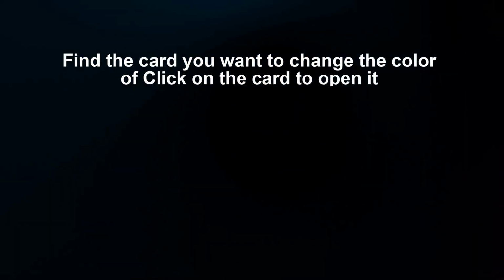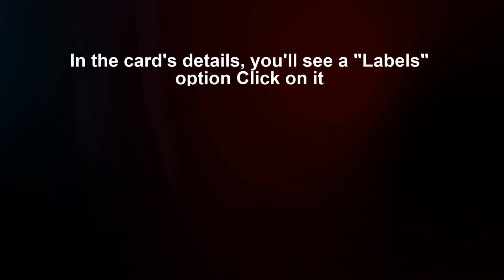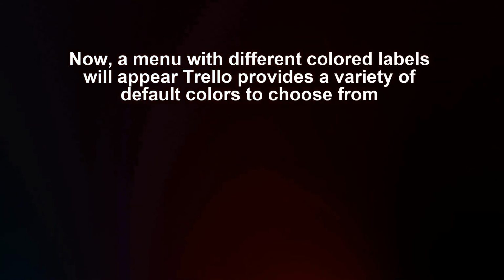Find the card you want to change the color of. Click on the card to open it. In the card's details, you'll see a labels option. Click on it. Now, a menu with different colored labels will appear.